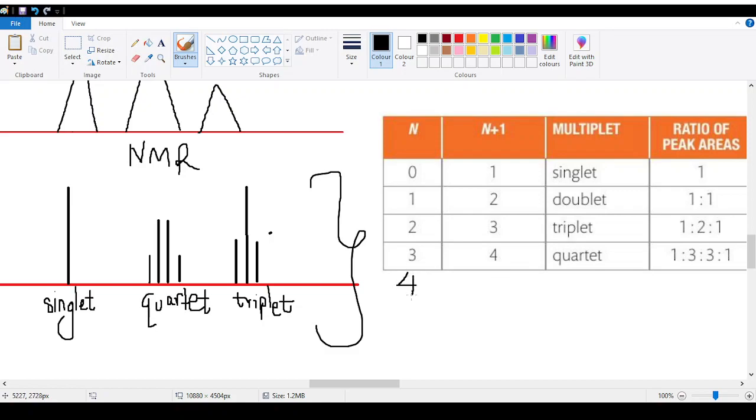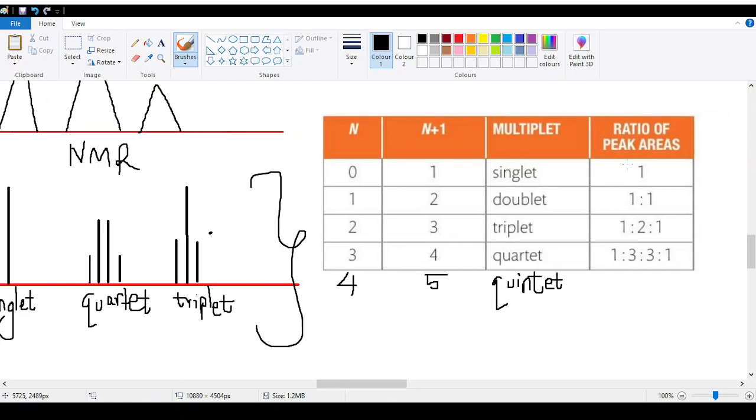But if n is 4, then n plus 1 is 5, right? And for 5, I forgot what it's called. One minute, I have it written. It's unfortunate, I don't really know why it's not in the textbook. I have it in my copy. So it's called quintet. Again, don't worry about this. I will try to include this in the notes.